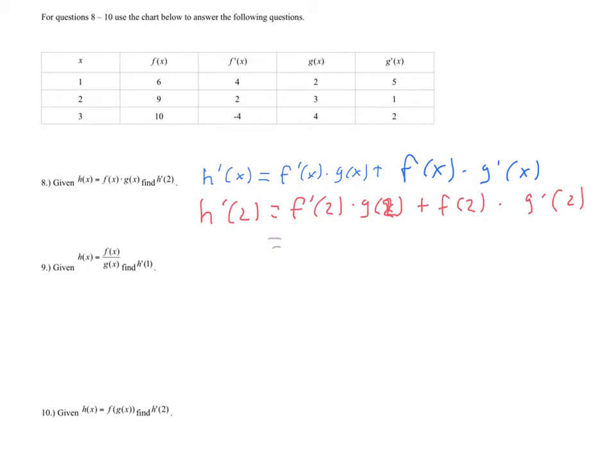So when x is equal to 2, the derivative of f at 2 is 2. What's the value of g at 2? If I'm in my g column and I go down to an x value of 2, that's 3. Plus the value of the function f at 2 times the value of the derivative of g at 2. So I get 6 plus 9, which is equal to 15.